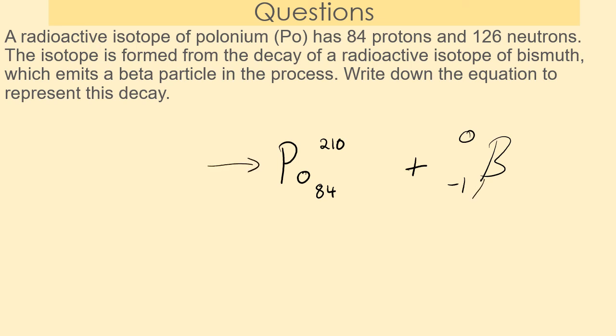To get to this, I had to start with bismuth, and I had an isotope of it. If I find bismuth on the periodic table, I can see that I've got 83 protons. I could also work it out by going, well, that's going to go backwards. My proton number is going to decrease this time. And my mass number will stay the same. So we get 210.